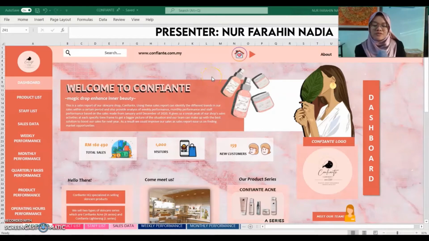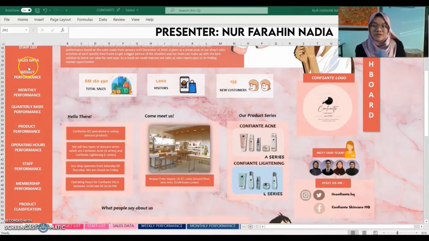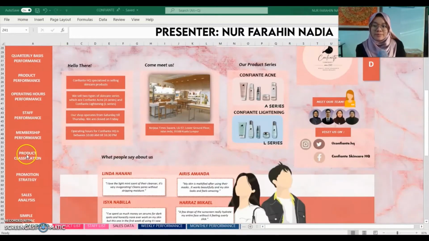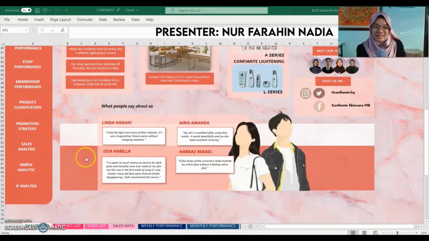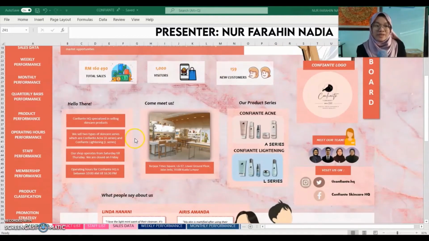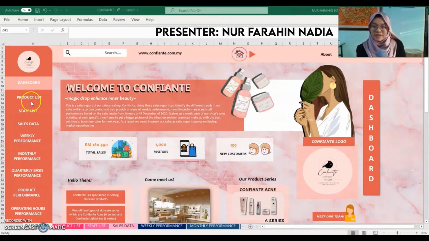sales system. For this presentation, we'll explain on dashboard, product list, staff list, sales data, briefly on the performances, product classification, promotion strategy, sales analysis, simple analytic, and if analysis. My name is Noor Farinadia and I will explain on dashboard, product list, staff list, and sales data. I will also explain what we do and use for our Excel project.